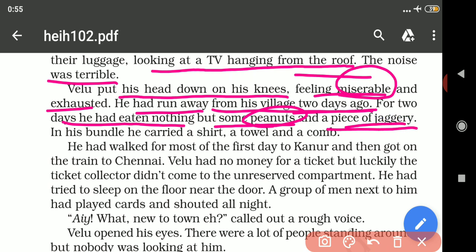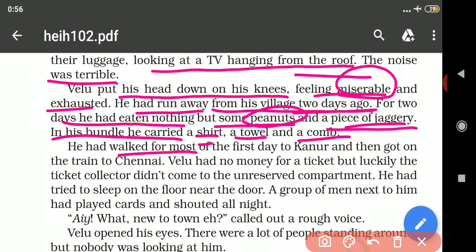And few pieces of jaggery, और उसने कुछ pieces jaggery, सिर्फ jaggery means गुड़ खाया था. That's all that he has taken as meal in the last 2 days. So you can understand his condition. Okay, so physically he has become very, very weak and exhausted. He looks exhausted. In his bundle he carried a shirt. क्या उसके बंडल में था? Now let us see, he is revealing here. उसके बंडल में क्या क्या था? What he carried in the bundle? He had brought a shirt, a towel, and a comb. 3 important things he has brought for him. Okay, a shirt he has brought, a towel he has brought, and he also carried a comb, right?